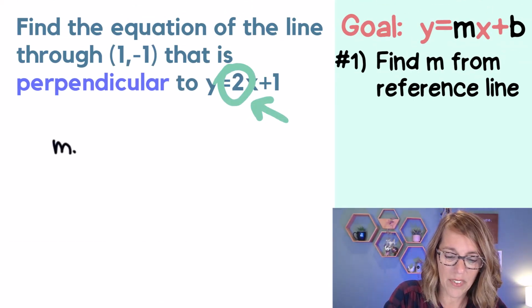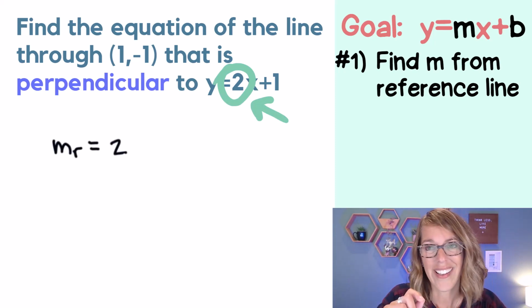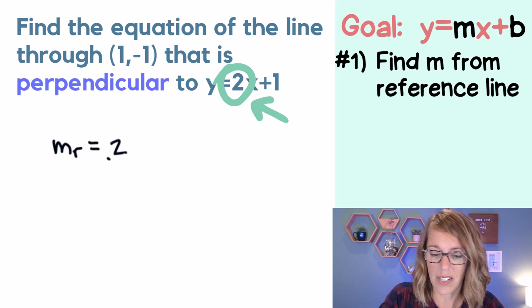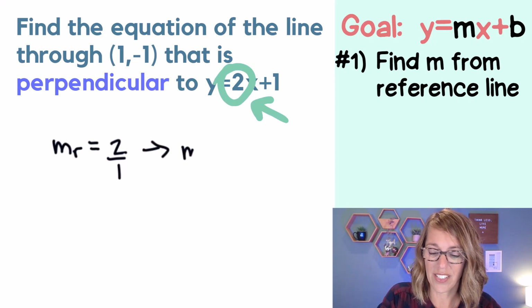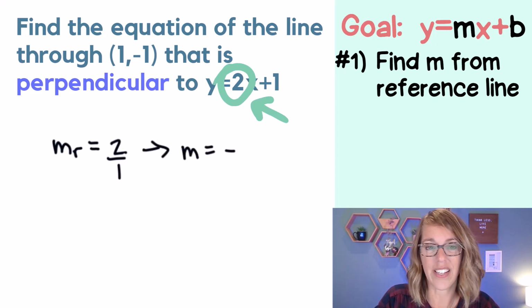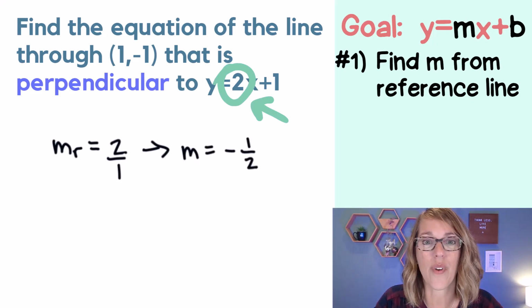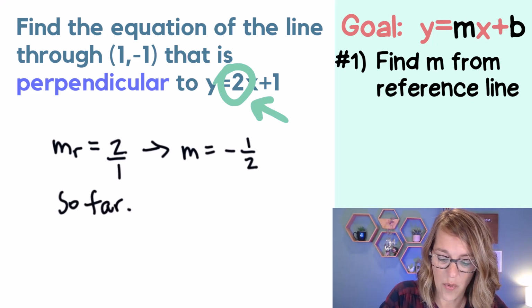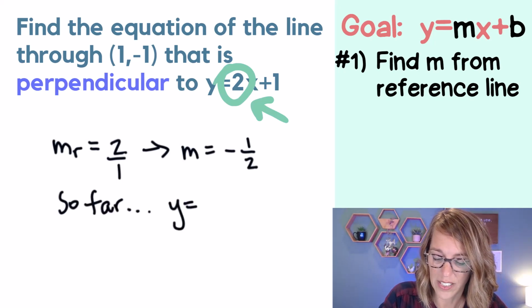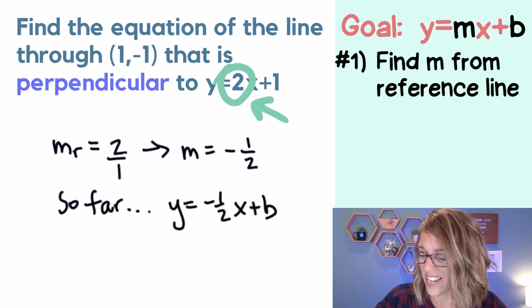In our example, the slope of the reference line, that perpendicular line, is 2. I know I need it to be opposite, so it's going to be negative, but I also need a reciprocal. So let's go ahead and write this as the fraction 2 over 1. So the slope that we are looking for is negative, and I'm going to reciprocate that. Flip it, negative 1 over 2. So here's our equation so far. y is equal to negative 1/2 x plus b.